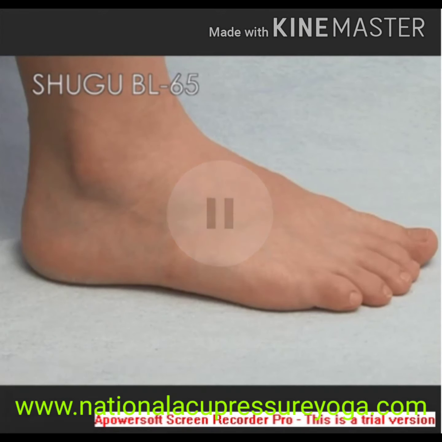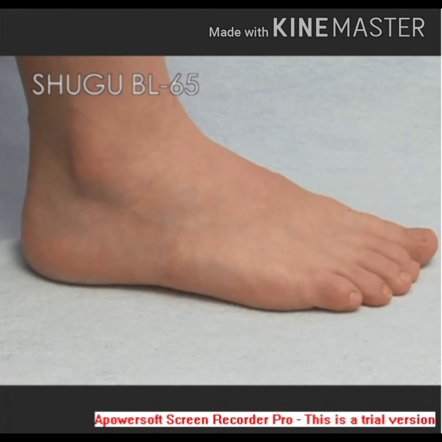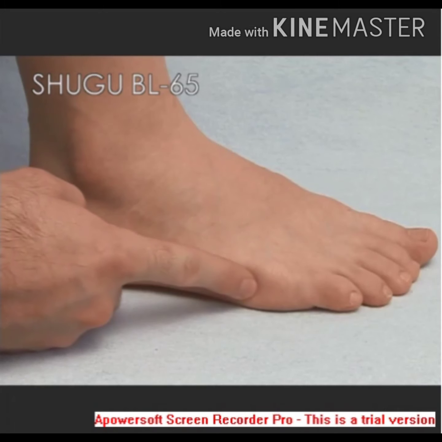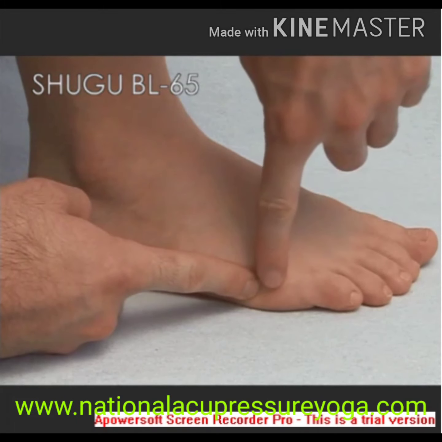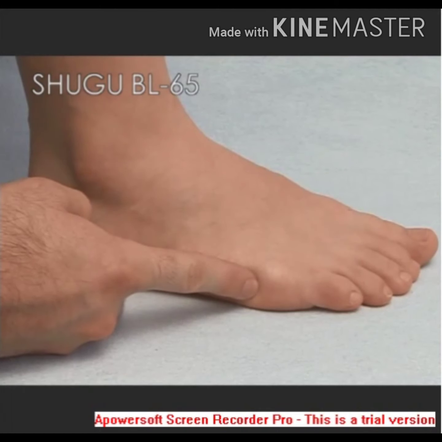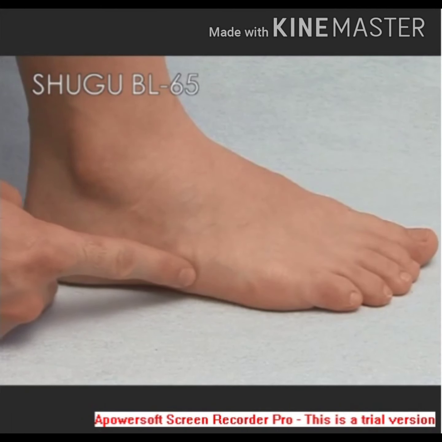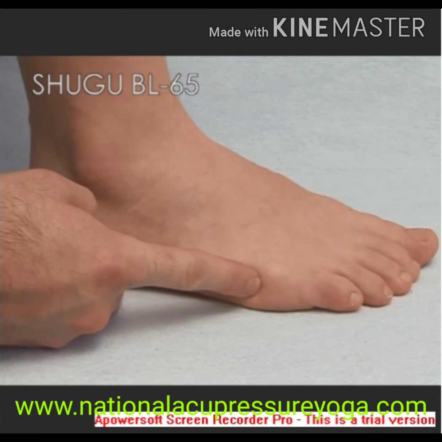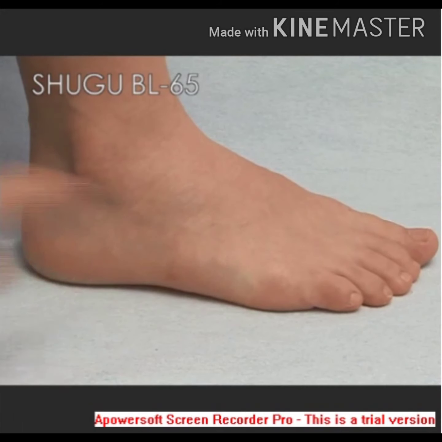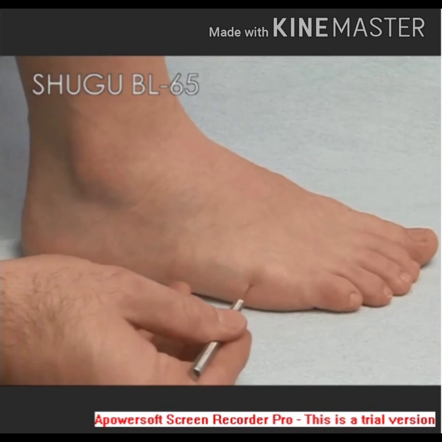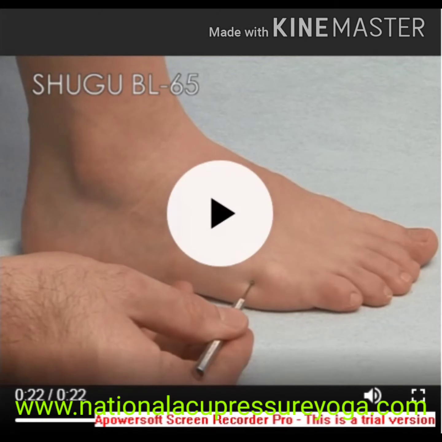Shu Gu, bladder 65, is located on the lateral side of the foot, in the depression posterior and inferior to the head of the fifth metatarsal bone. Run a finger distally along the lateral side of the foot from Jinggu, bladder 64, until it falls into the depression. Perpendicular insertion, 0.3 to 0.5 cun.